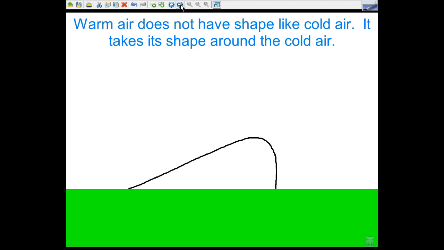So basically, when you're looking at a warm front, you have to realize that warm air doesn't really have a shape. How sad. Isn't that sad? Maybe it should join a gym or something. It takes a shape around cold air.